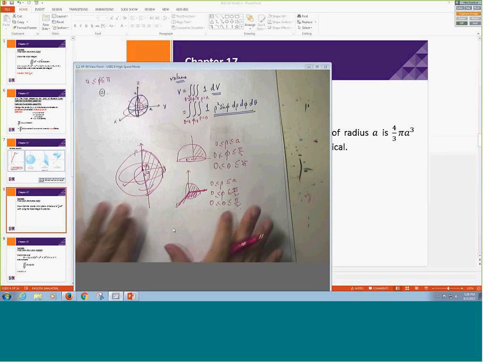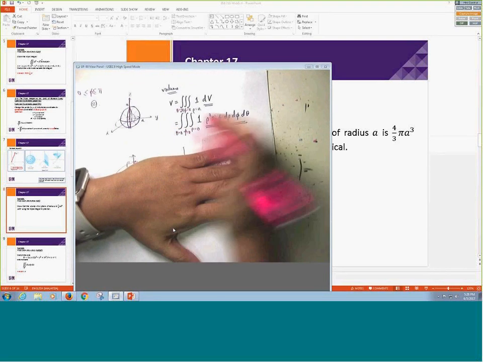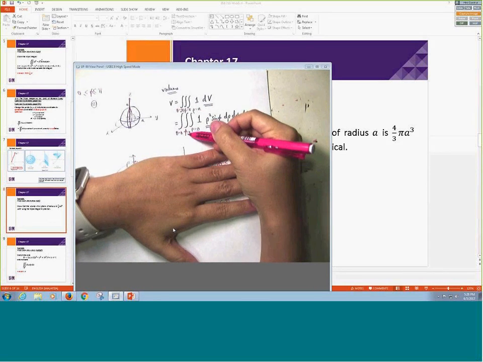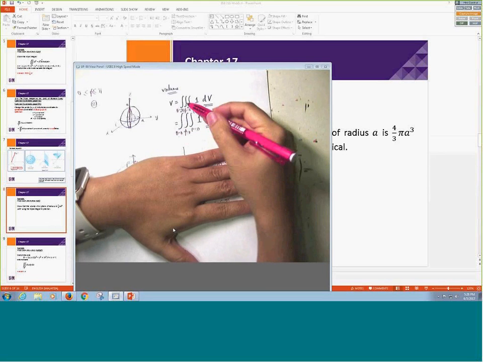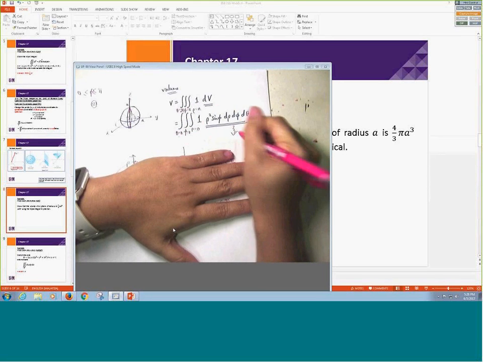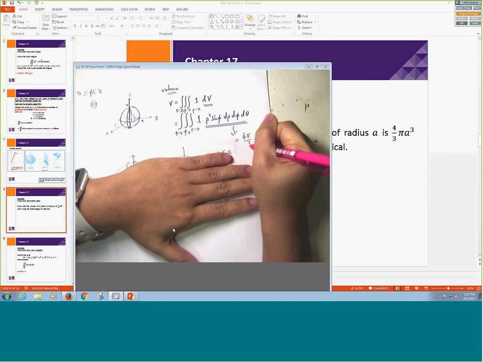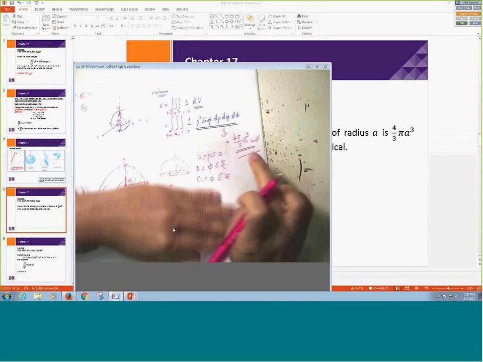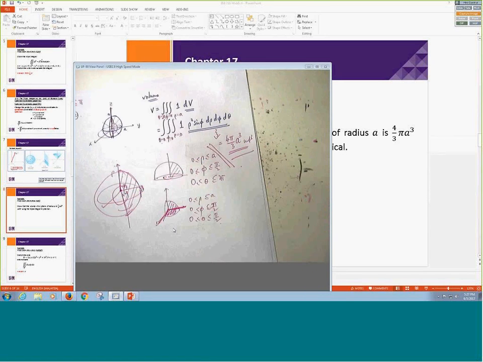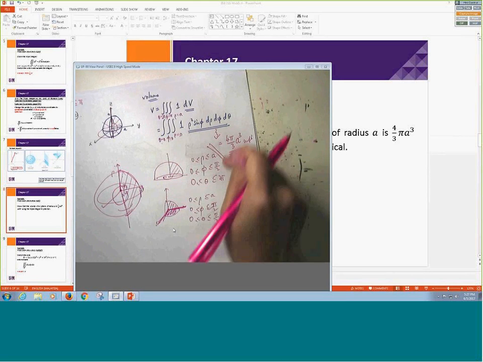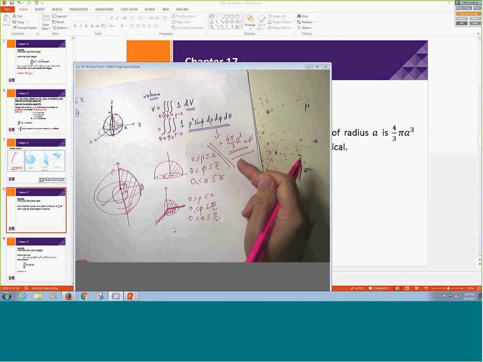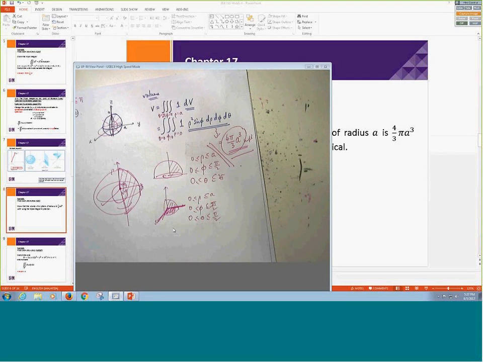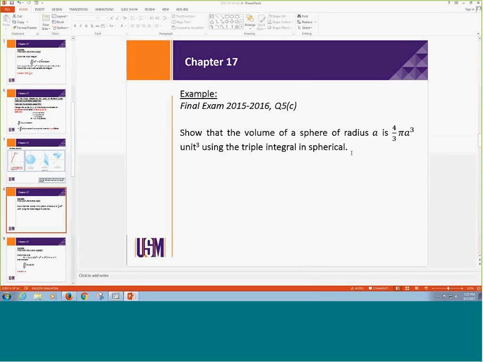Okay, so by using this, rho from 0 to A, phi from 0 to pi, theta from 0 to 2 pi, at the end you will get the answer 4 pi over 3 A cubed. This is the volume of the sphere, and we have proved it. So try and see whether you can get this answer. Okay, so move on to the next question.